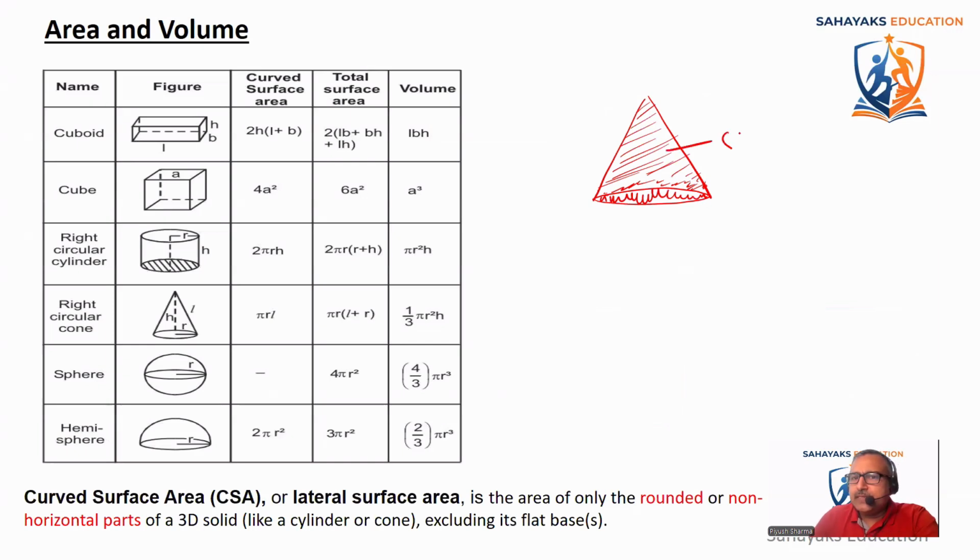Okay, this is the curved surface and this is the flat surface. So flat surface will be horizontal, mostly it will be horizontal. And curved surface will be either vertical or tilted. It could be any way, or they could be curved. And curved surface and lateral surface, we sometimes use them interchangeably.